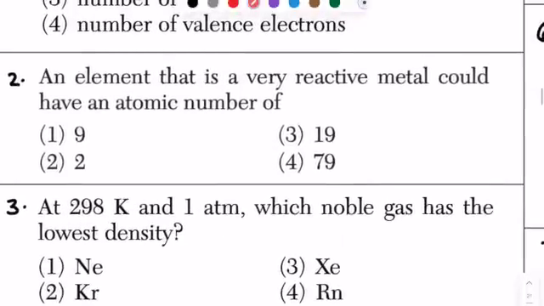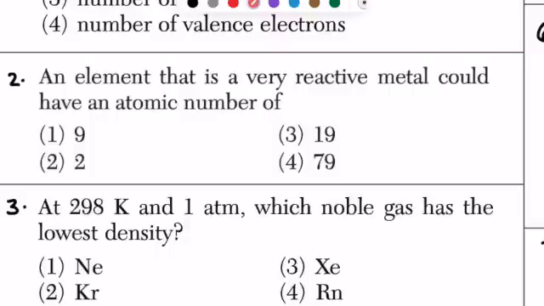An element that is a very reactive metal could have an atomic number of. So remember, we said that elements in group 1 and group 2 are very reactive, so you are looking for something that is either in group 1 or group 2. So that could be something with an atomic number of, actually no, something with an atomic number of 2 is helium, which is not in group 1 or group 2, and it is not a metal.